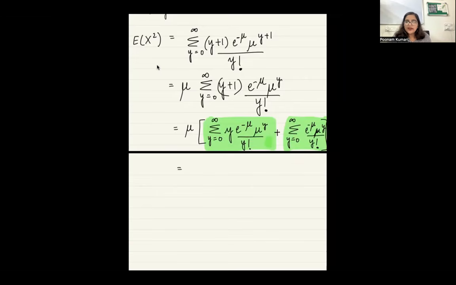And what is the expected value of a Poisson random variable? Mu. And what is the sum of all the possible probabilities? 1.